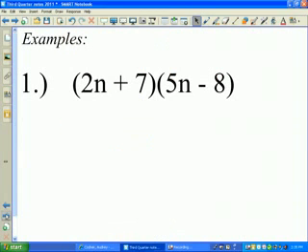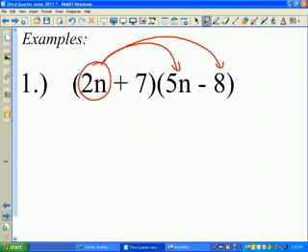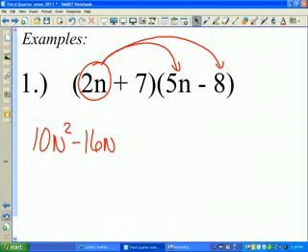Okay, let's look at a couple examples. So example number 1, we have 2n plus 7 times 5n minus 8. So like I said before, I'm going to take my first term of 2n, and I'm simply going to distribute to the other parenthesis. So that means I'm going to multiply that 2n to the 5n, and then multiply that 2n to the negative 8. So 2n times 5n gives me 10n squared. Then 2n times a negative 8 will give me a negative 16n. Do you see how I got that?